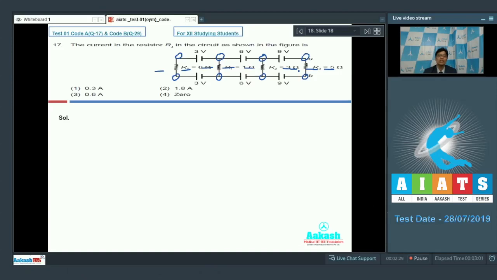Now, since the potential difference across each resistor would be zero, there will be no current across any resistor. Specifically across the resistor R3, the current would be zero, and the correct answer for this particular question should be option number 4. Now dear students, let us proceed to the next question, which is question number 18.